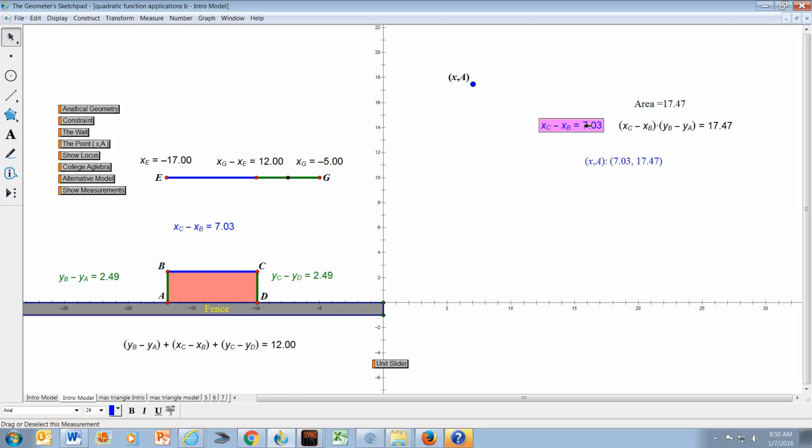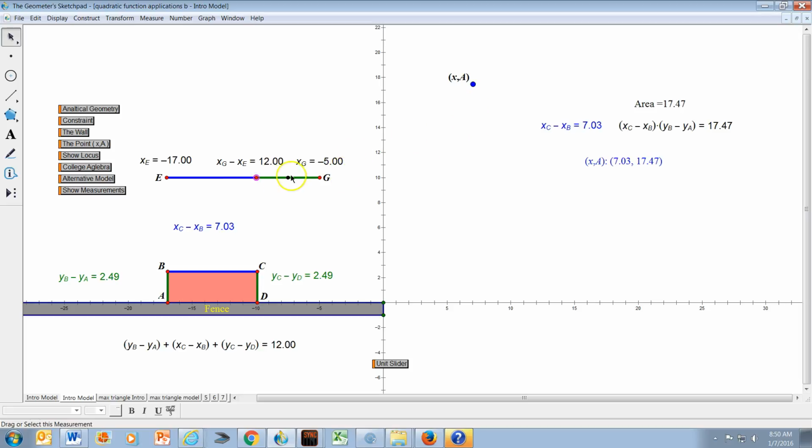I'm using the actual coordinates. There's the length of that side there. It's the same as that right there. And then I am multiplying the two lengths together, the length and the width, right there. And then I am plotting these two points. So watch what happens to this point up here as I change this around.